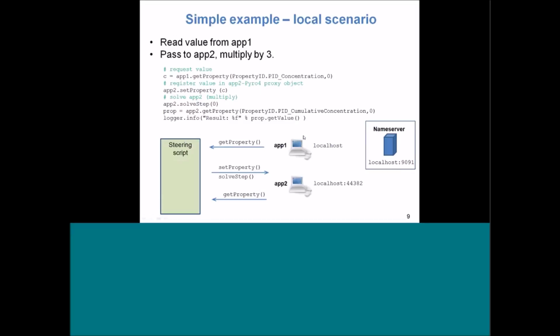Then you have two applications. Again, they can be on two different computers. And then you have the so-called steering script. This is the part of the steering script which asks for a property or solves the step, etc., which basically controls and steers all the applications. So I'm running all of this locally, although you can do it very easily over a distributed network.